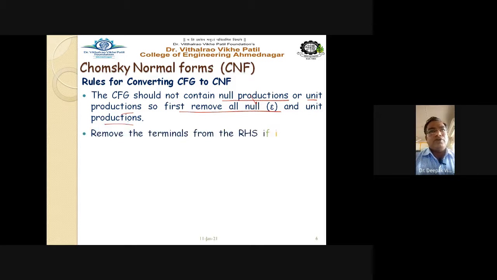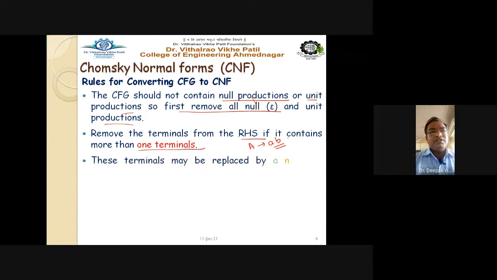The second rule we have to follow for conversion of CFG to CNF: remove the terminals from the RHS if it contains more than one terminal. If it contains more than one terminal, say for example A gives ab, so two terminals are there, then we have to remove one terminal, so that on the RHS there should be only one terminal, right? The next rule says that these terminals may be replaced by a new non-terminal. So for this A gives ab, with small a, small b, you can have A1 gives a, and later on you can accordingly form the rule. So these terminals may be replaced by a new non-terminal.